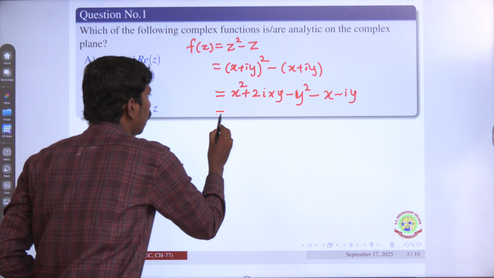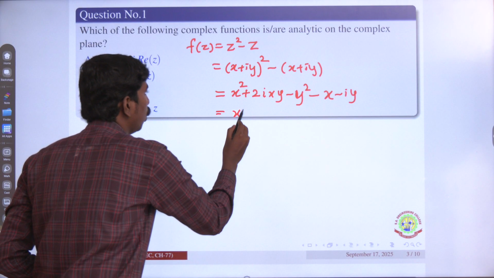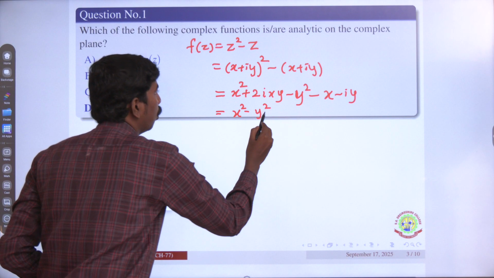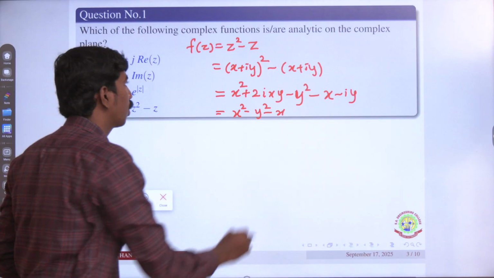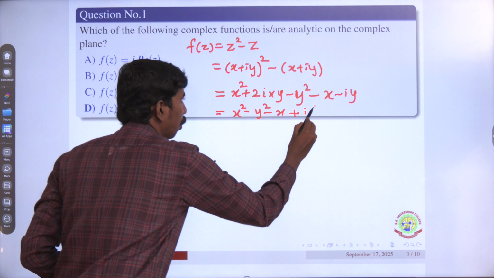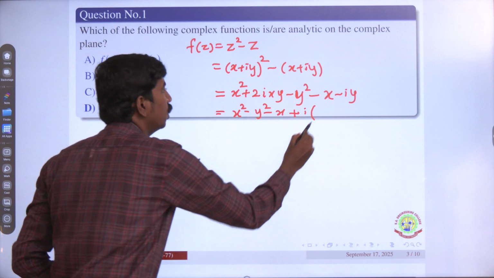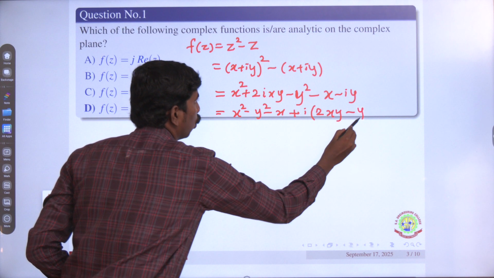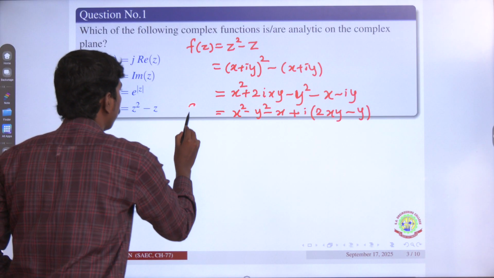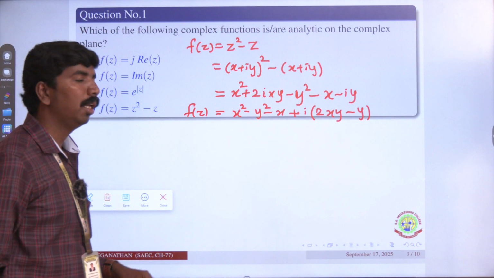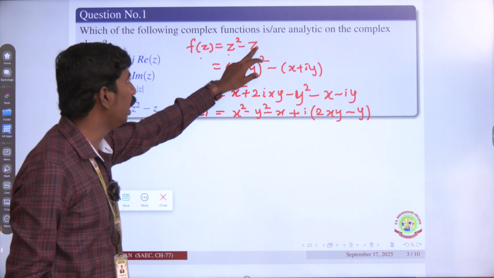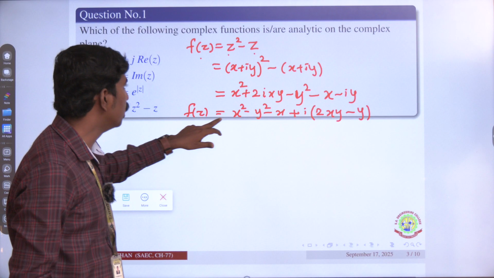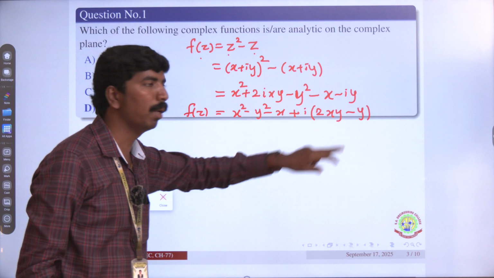Now I can separate the real and imaginary parts. So x square is a real part, minus y square is a real part, and minus x is also a real part. And wherever i is common, I take it outside, so we will get 2xy, then here minus y. So now our f of z, they have given f of z equal to z square minus z. Now I simply substitute z equal to x plus iy, and I separate the real part and imaginary part.